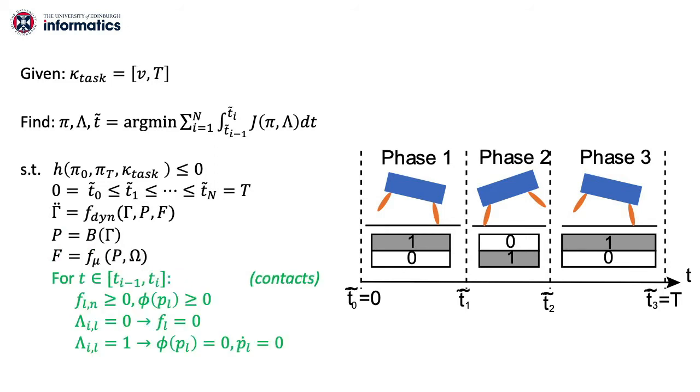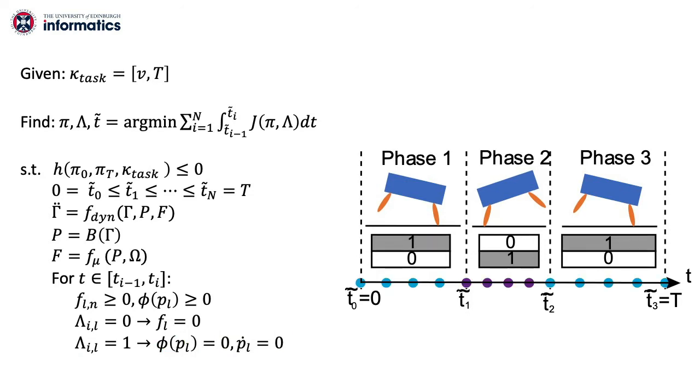Contact dynamics constraint. The contact dynamics constraint can be seen as a mixed integer formulation of the complementarity condition. In each phase, we enforce unilateral contact forces that can only push from the ground, and the feet should not penetrate into the ground. When a foot is not in contact, the contact force should be zero. If a foot is in contact, the distance between the foot and the ground should be zero, and the foot velocity should be zero as well.